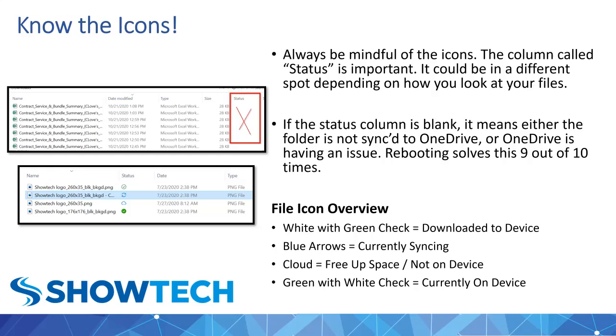The little sync icon means it's currently syncing. Something has it open, somebody has it open somewhere, it's waiting to sync. There could be a problem with it, we're not sure, but that file is in transit. The picture of the cloud means that file is not on your device and somebody has done a free up space. And then the green circle with the white checkmark means it is currently on the device because somebody said always keep on this device. So just be cognizant of those 4.